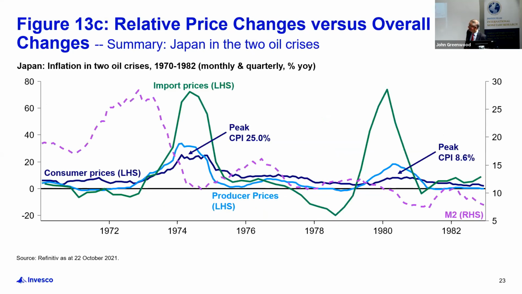Now, let's have a look at the experience. So this is the summary. There are the two episodes. On the left, the first episode and CPI going up to 25%. The second oil crisis, only 8.6% of the peak. That, I think, is a brilliant lesson in monetary economics.